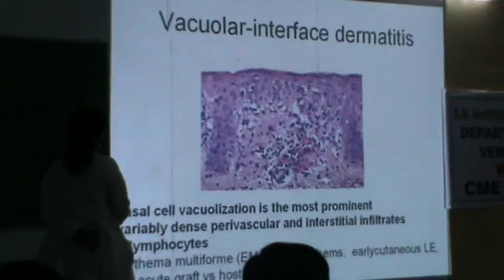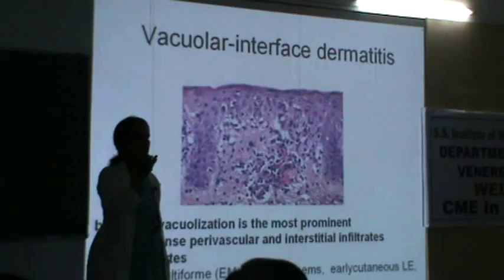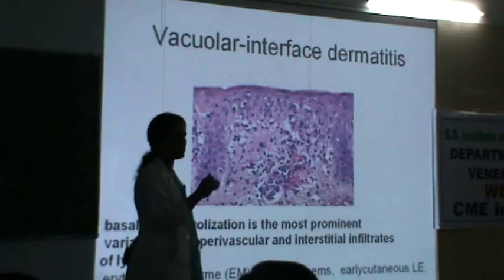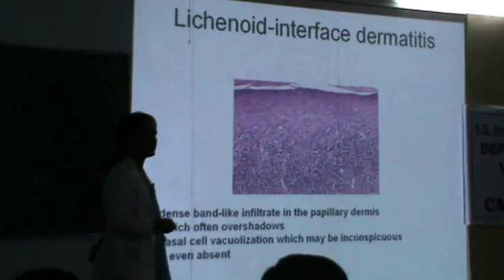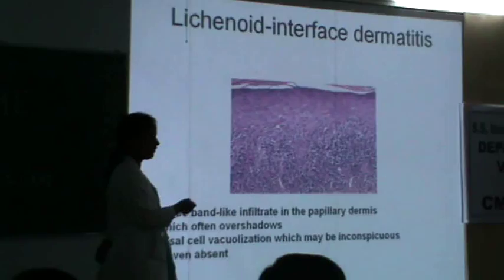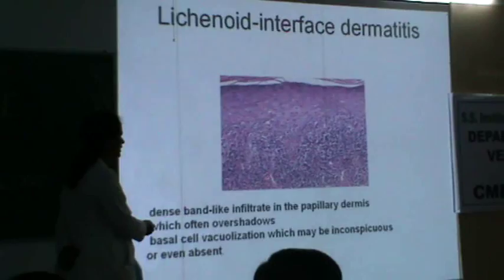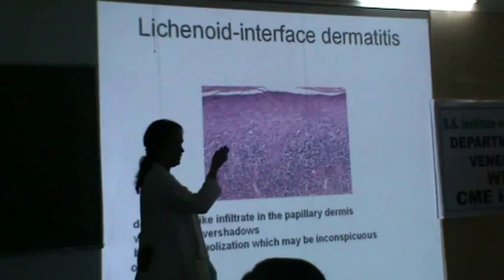So, two ways to classify interphase dermatitis: one is vacuolar interphase dermatitis, where vacuolar changes are there, the other is with lichenoid infiltrate. Do you agree this is lichenoid interphase dermatitis? It's a band of inflammatory infiltrate present at the dermo-epidermal junction. This is quite dense, almost obscuring the vacuolar change. So it is dominating, looks more dominant.